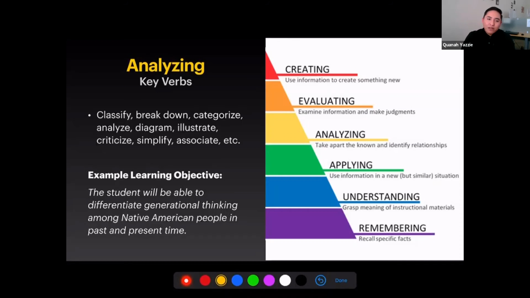So in this example, coming back to our topic, the Native American art within tattoos. In this stage, we want the student to analyze the information about how people from different generations think, back in the day or now in present time. Is their thinking a little different now, in accepting that kind of thing? So that's what we're analyzing. That's an example of what your instructor wants you to do: to analyze that information.